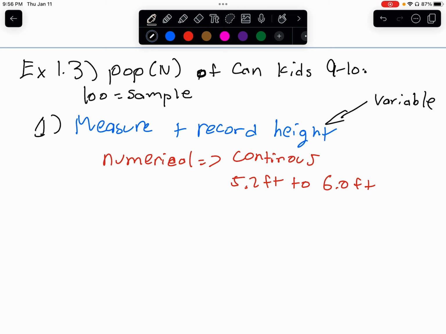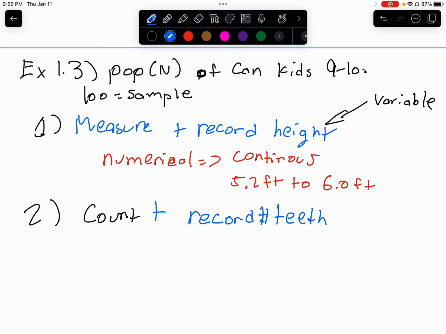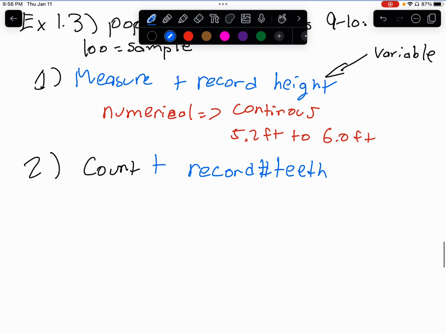Number 2. We want to count. Now, count. We got to do plus record. Teeth. So actually, instead of teeth, the number of teeth. So again, this one is going to be numerical because we're counting the number of teeth in intervals, right? So they're not going to have 1,000,000 teeth in their mouth. It's going to be continuous.